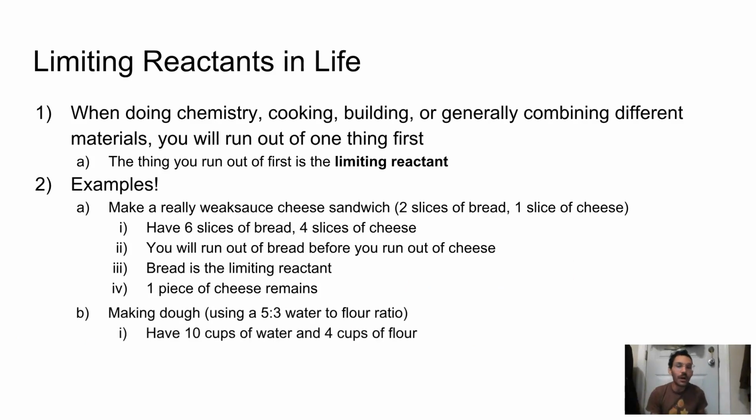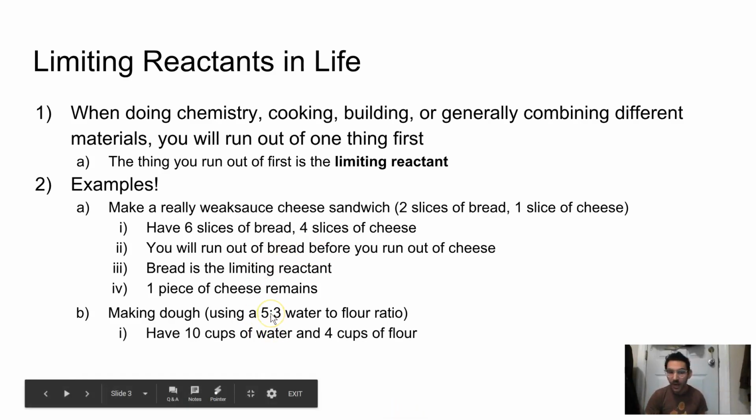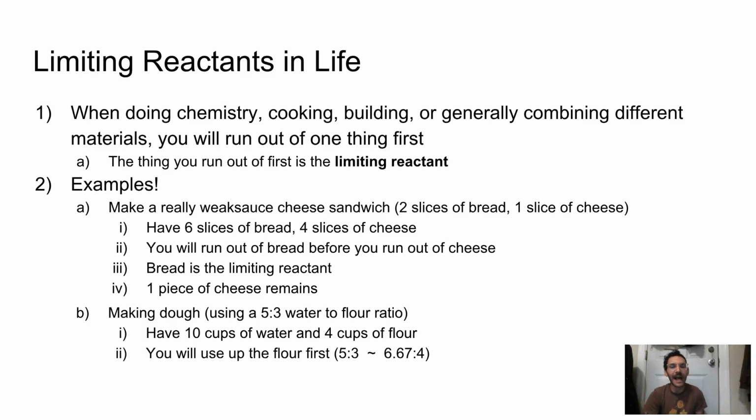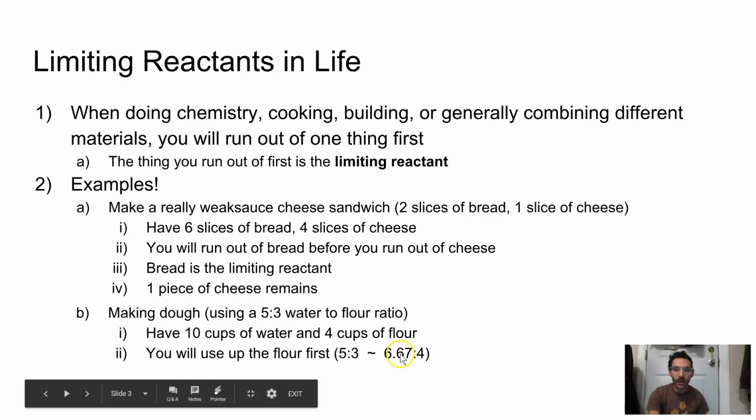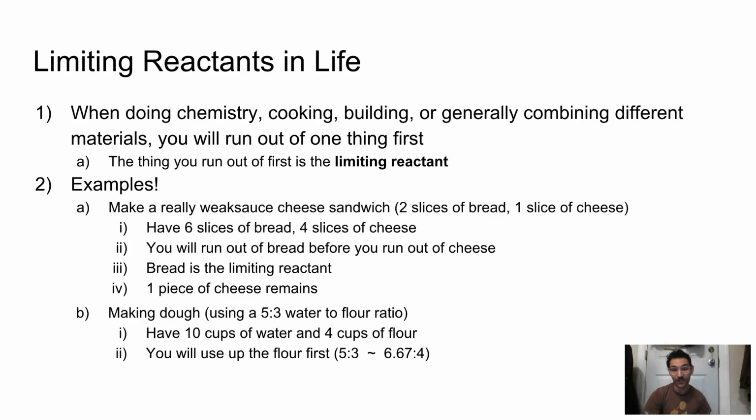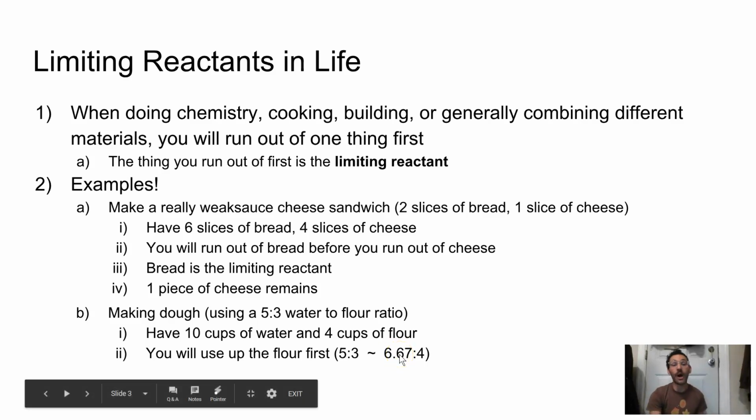If we want to make dough from water and flour, let's say we're going to be using a ratio of 5:3. Which one am I going to run out of first? Well, I'm going to use up the flour first. If I put in all of my flour, that's going to give me 4 to 6.67. To use all of my flour, I would only need 6.67 cups of water. And I've got way more than 6.67 cups of water. So I will have water left over once I've used up all of my flour.